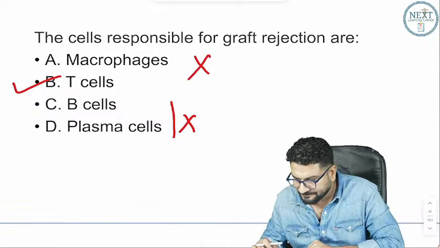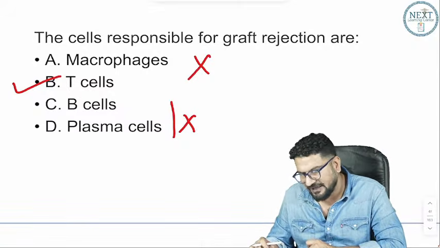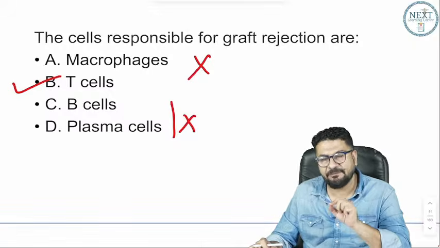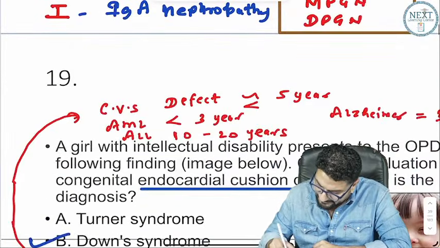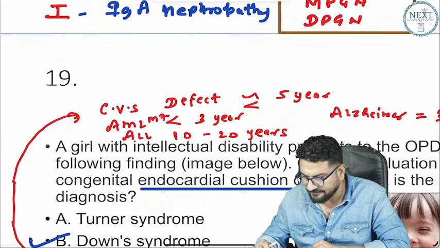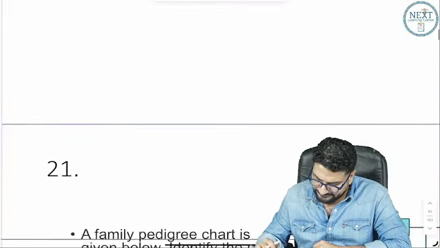Is it clear? Yes, Pratik, it's AML M7. Yes, very good. It is M7 AML that occurs in Down syndrome. It is M7 type. This is AML M7 type. Right? Okay, now look at this.